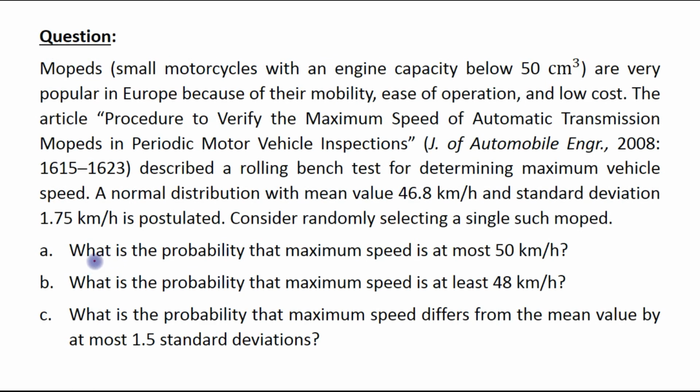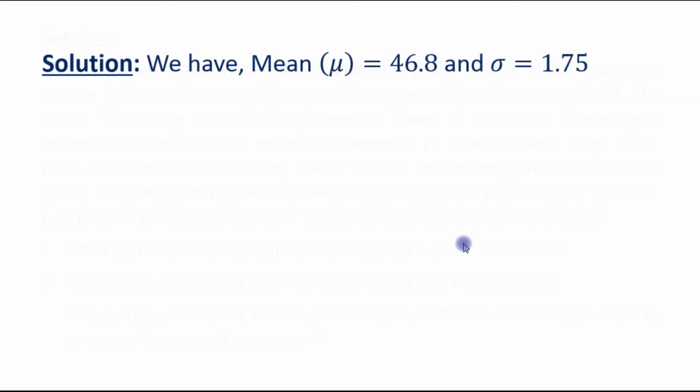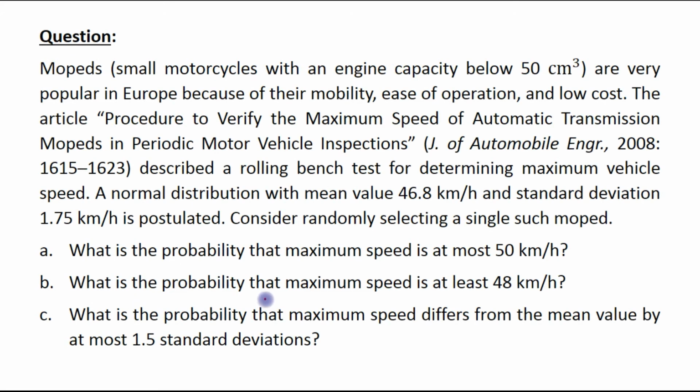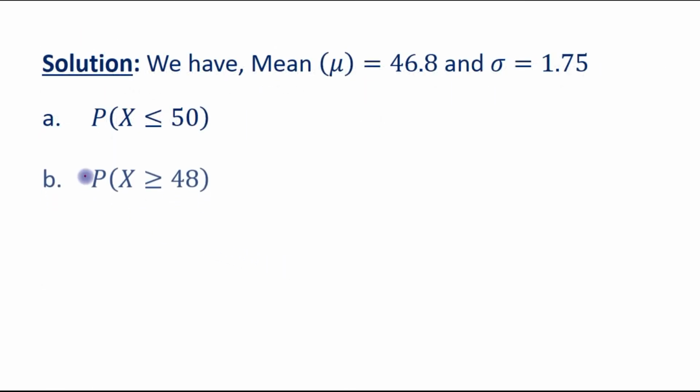And the first part is, what is the probability that maximum speed is at most 50 km/h? So it can be written in this form, probability that x is less than and equals to 50, that is at most 50, and you can easily solve this question. Second part is, what is the probability that maximum speed is at least 48 km/h? So it can be written as probability that x is greater than and equals to 48, or at least 48.